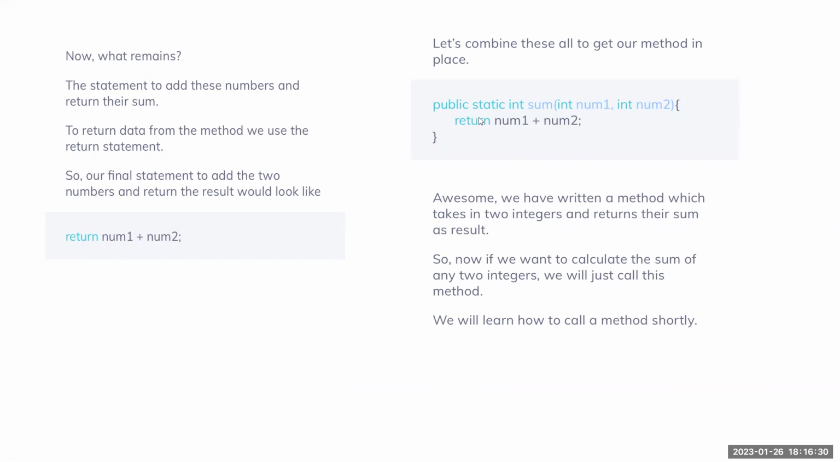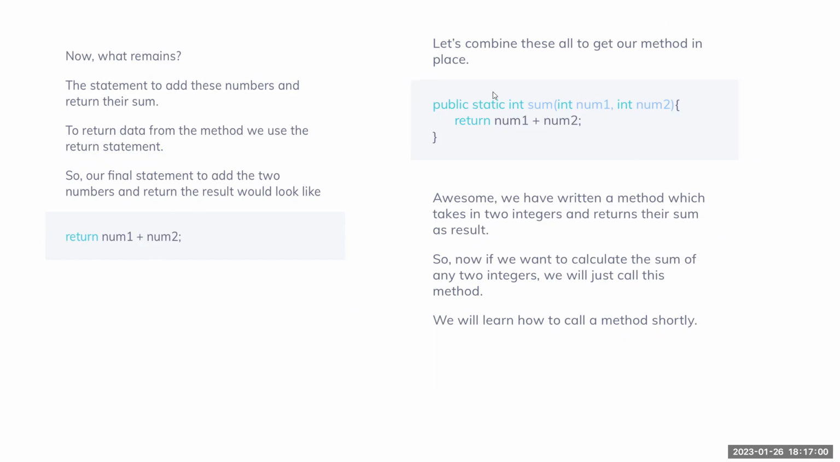Okay, so what exactly remains? The logic, right? What is the logic inside that sum method? So you are going to write return number one plus number two. So you are just adding that value, and you are returning it to the client, whoever calls it, right? So let's combine all these statements to get one method in place.